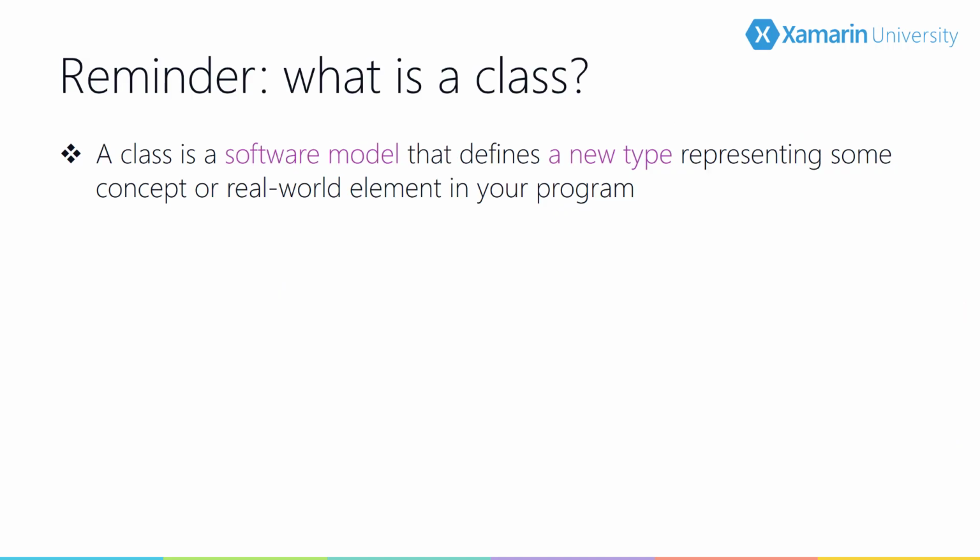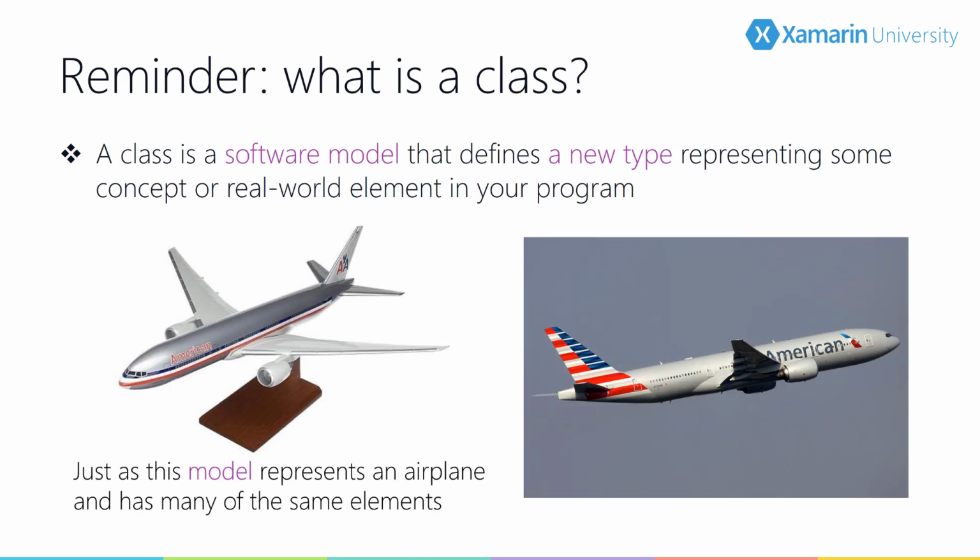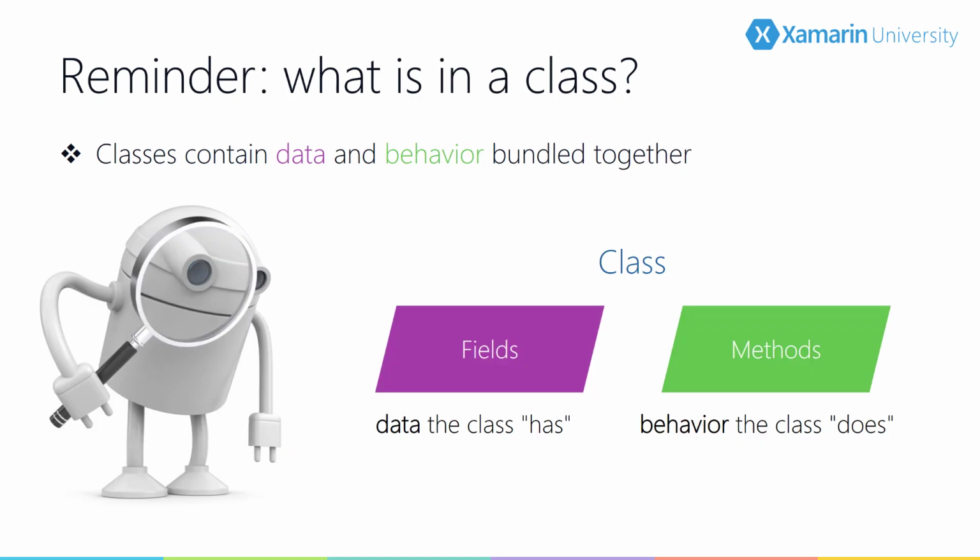So as a reminder, let's just start off with what exactly is a class. And remember that a class represents a blueprint. It defines something in the real world that then we can represent in our program. And remember that a class contains data and behavior. The data are the things that a class has, so the fields, and the behavior are the things that the class can do, which are called the methods.